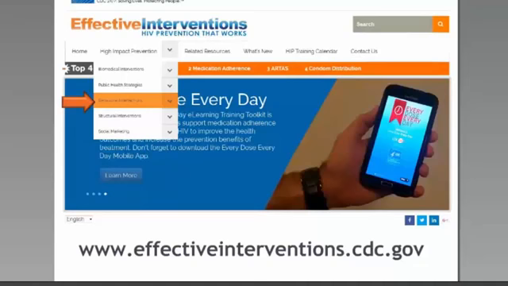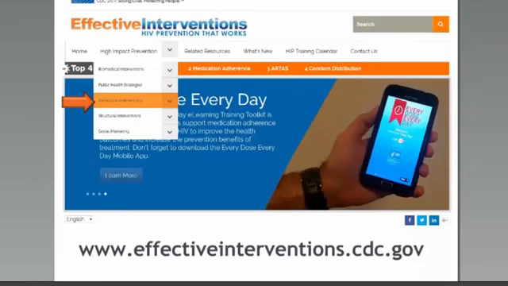This is a screenshot of the CDC's resource for supported behavioral interventions. And the URL is shown here at the bottom, www.effectiveinterventions.cdc.gov. And there's a drop-down menu for high-impact prevention, and you would click for behavioral interventions. Each behavioral intervention that the CDC supports is listed by name, and when you click on each name, it will show training resources and registration information for training. And that's also where you will access the planning tools, the agency readiness assessment. For many of the interventions, there are implementation plans and implementation summaries.